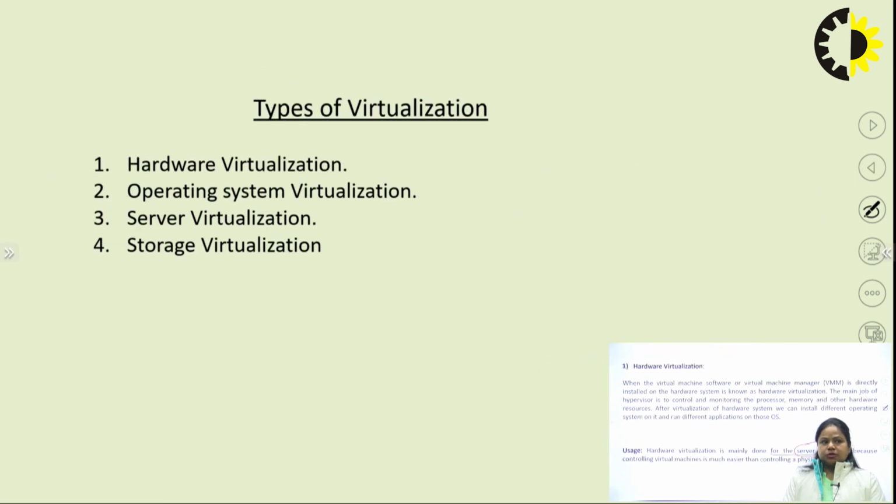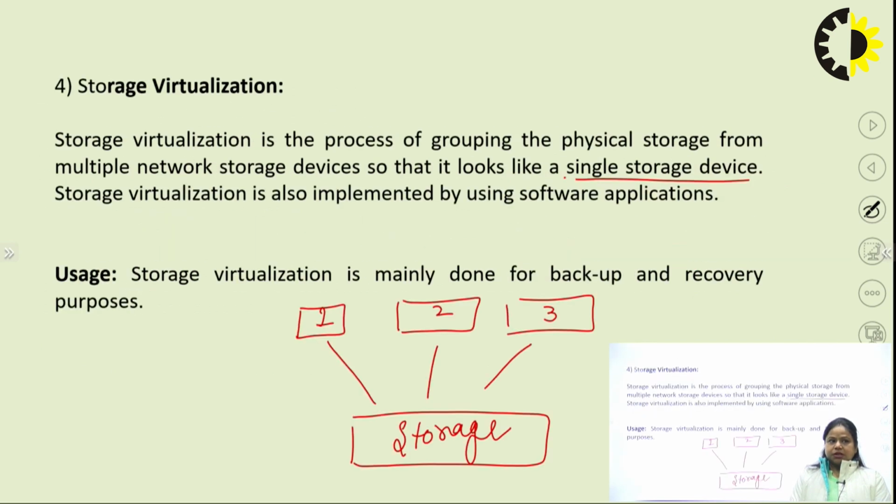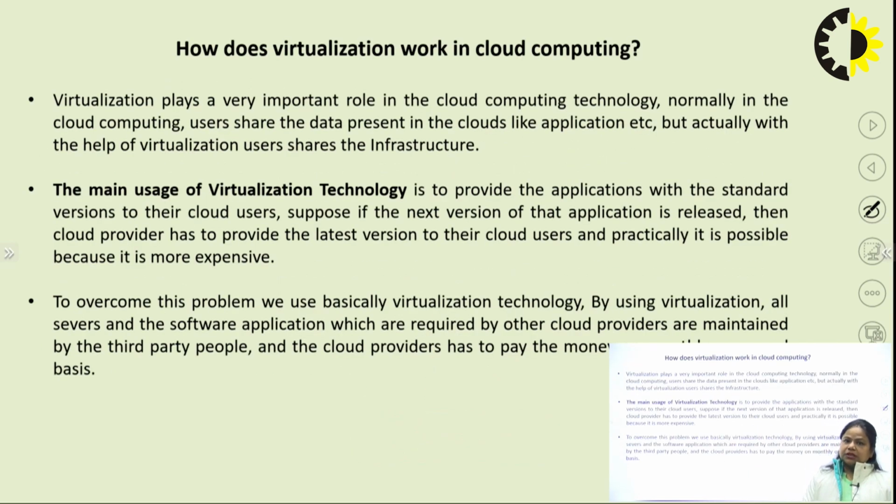So we have talked about the basics of four types of virtualization: hardware virtualization, operating system virtualization, server virtualization and storage virtualization. Before we learn about the rest of the virtualization types, their advantages, where industries use them, and their disadvantages, we should know how virtualization works in the cloud computing environment.